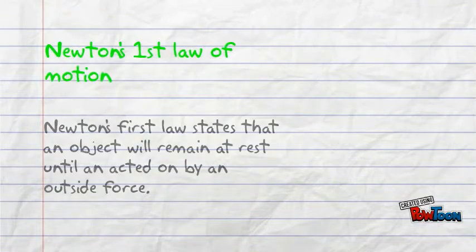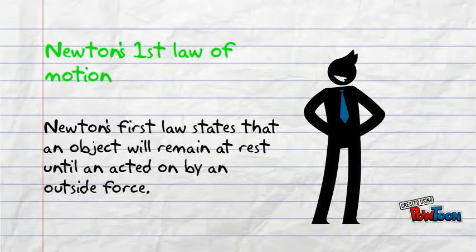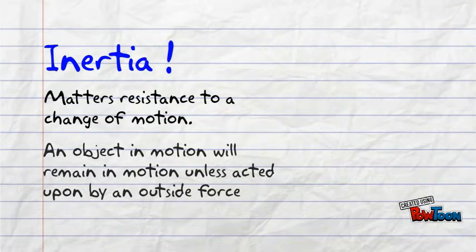Newton's first law of motion. Newton's first law of motion states that an object at rest will remain at rest until acted on by an outside force. Inertia is matter's resistance to a change of motion. An object in motion will remain in motion unless acted upon by an outside force.